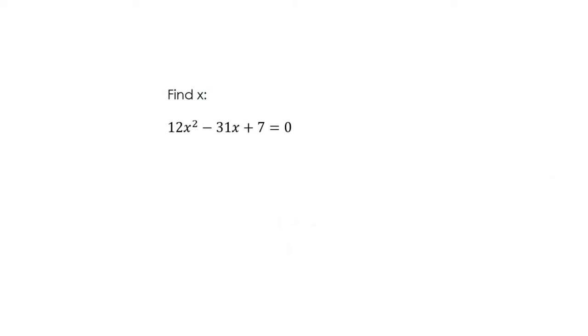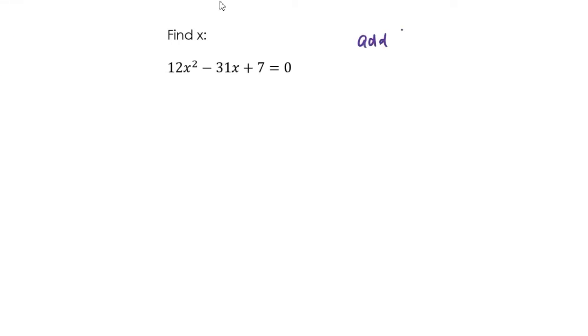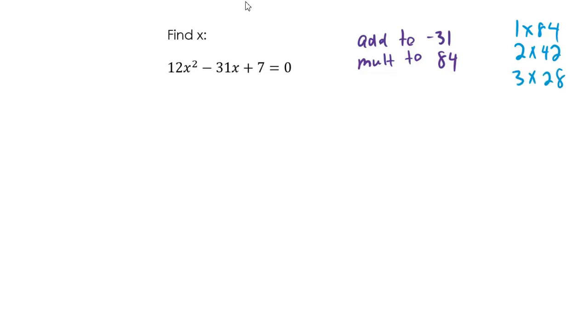Going to another example now, slightly bigger numbers, 12x squared minus 31x plus 7. So our two numbers need to add to b, negative 31, and they need to multiply to a times c, 12 times 7, which is 84. And so, what are the factors of 84? They are 1 and 84. We can divide it by 2. 2 and 42 divided by 3. 3 and 28. And we can kind of stop there because 3 and 28 could add up to 31.